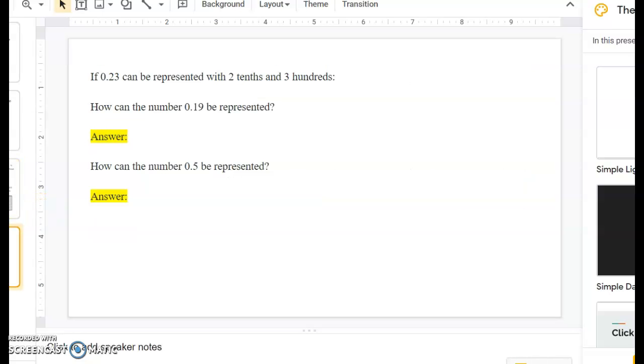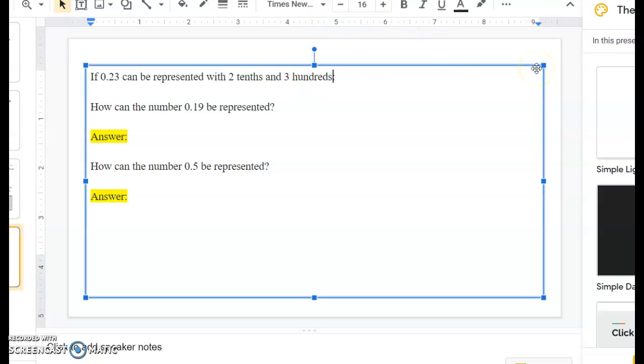And the last slide, if 0 and 23/100 can be represented with 2/10 and 3/100, how can the number 0 and 19/100 be represented? So what base 10 blocks, or what could we use to make 0 and 19/100? And how can the number 0 and 5/10 be represented?